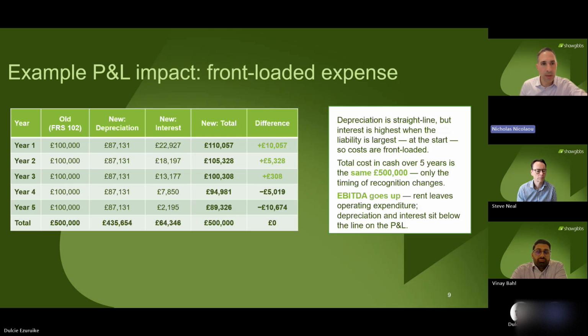What you'll notice here is under the old method, you got 100k per year. Under the new method, it front loads the interest costs. So you'll see in this scenario we've got a slightly higher P&L charge, a 10k higher P&L charge in the early years, and obviously that reverses in the latter years. But overall, you're still showing 500k over that 5-year period. It's just how it's allocated between the two methodologies that's slightly different.